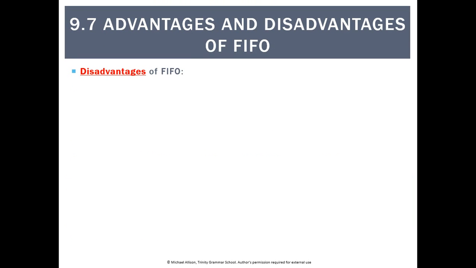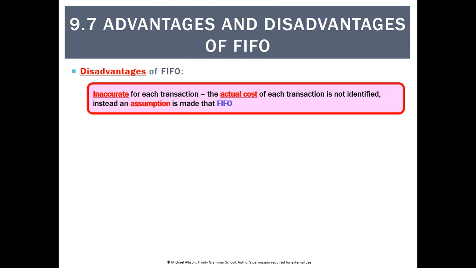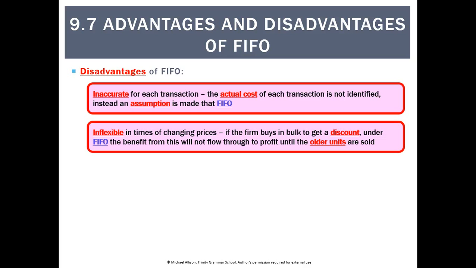Let's look at some disadvantages of FIFO. So we'll start with it's inaccurate. It's actually kind of a made-up number. Basically, it's an assumption where we never or rarely get the actual cost of sale right. And the important thing is we don't really care because it should all balance out. But that is a disadvantage. We're actually not accurate 100% on every transaction.